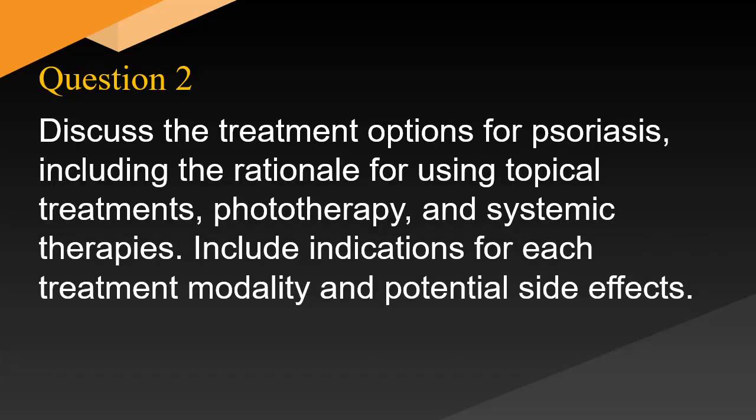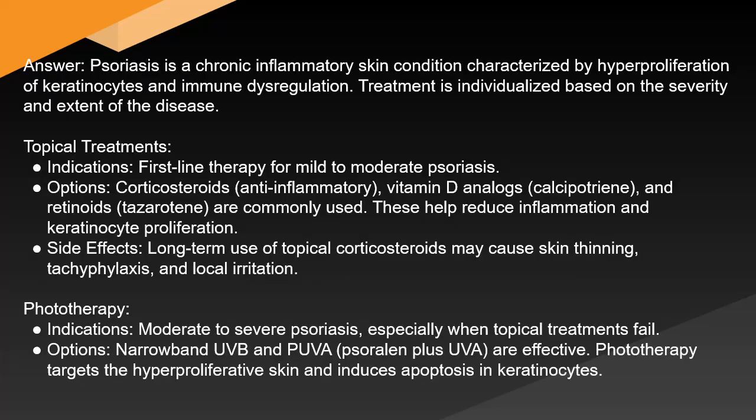Discuss the treatment options for psoriasis, including the rationale for using topical treatments, phototherapy, and systemic therapies. Include indications for each treatment modality and potential side effects. Answer: psoriasis is a chronic inflammatory skin condition characterized by high proliferation of keratinocytes and immune dysregulation. Treatment is individualized based on the severity and extent of the disease.